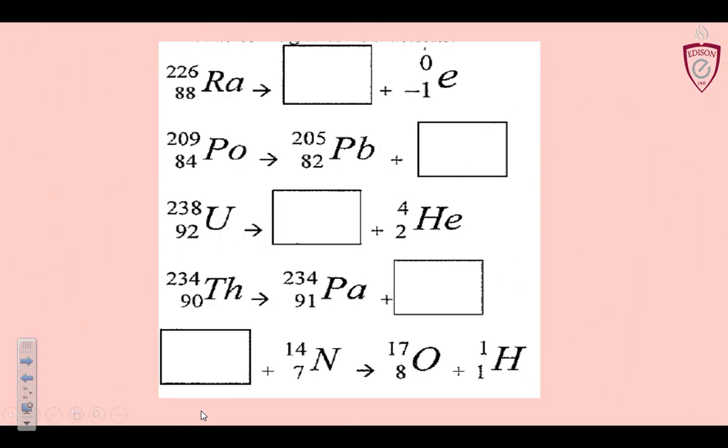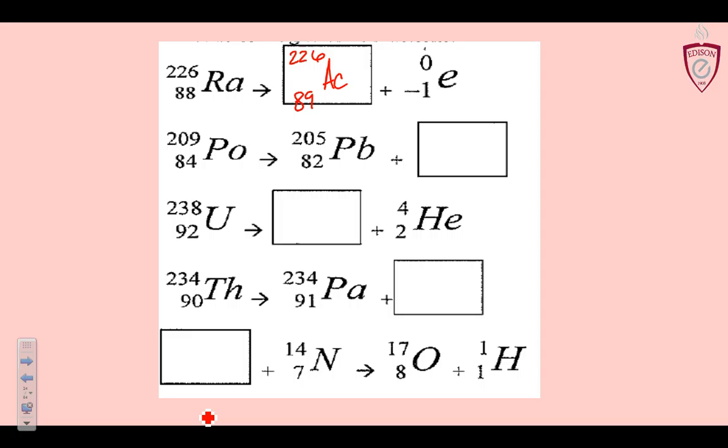All right, so I see 88 on the Ra, and I've got a -1 on the other side. So what minus -1 is 88? 89. 226 minus 0 is 226. Look up on my handy-dandy reference table who 89 is. It's going to be right next to Ra, by the way. Ac, and there we go.